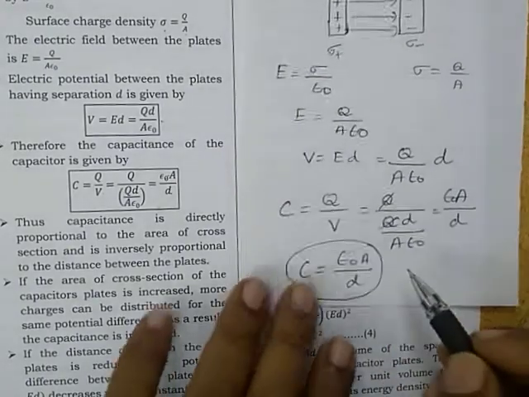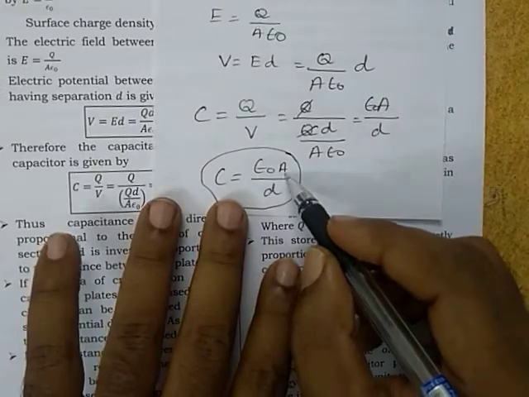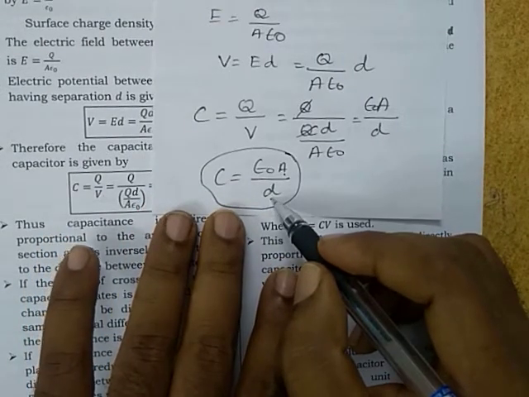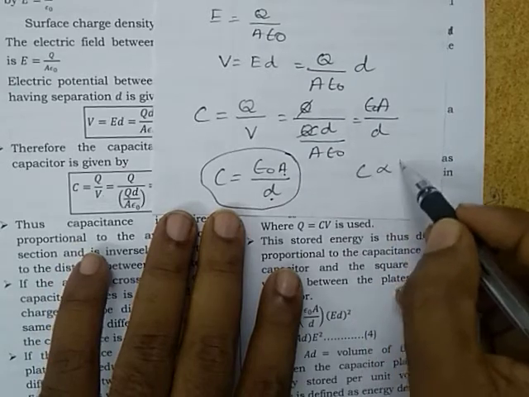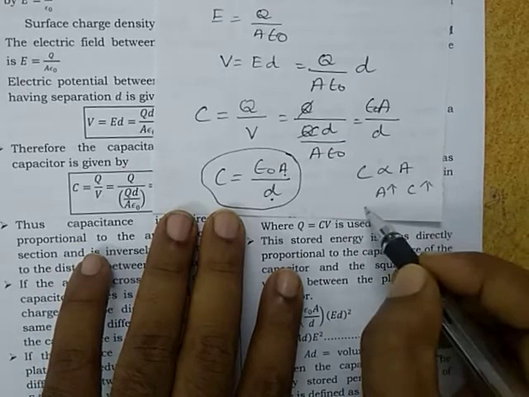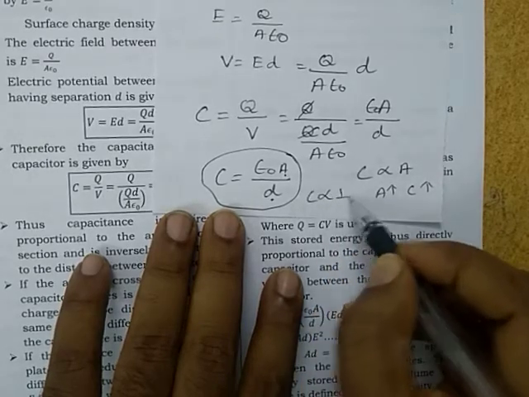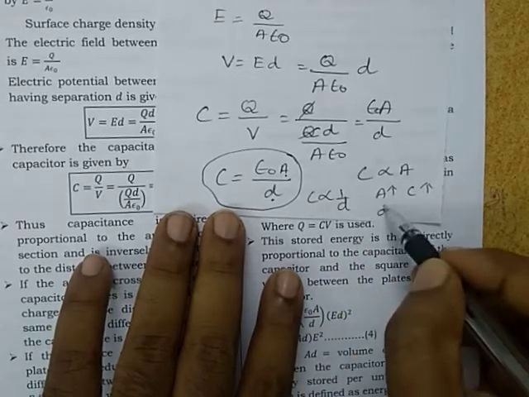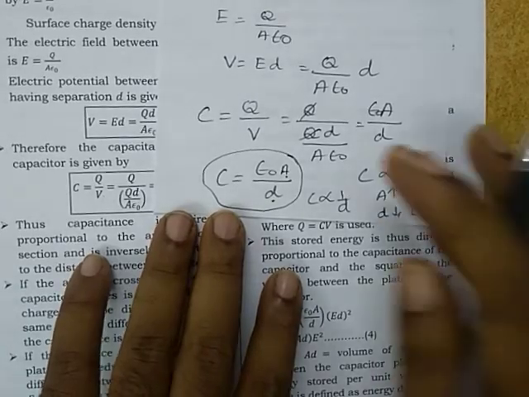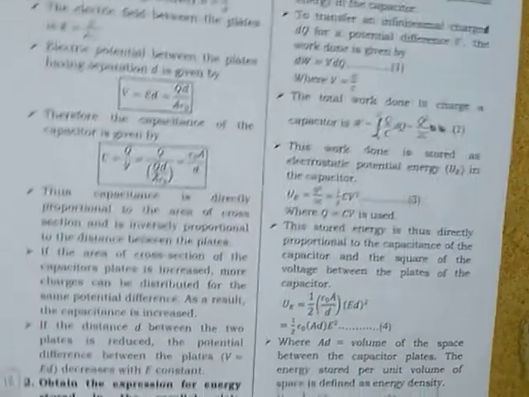Capacitance increases with the increase in area and decreases with the increase in distance. C is directly proportional to area. If area increases, capacitance increases, and C is inversely proportional to distance. That means if distance decreases, capacitance increases. Okay, then let me go for the next question.